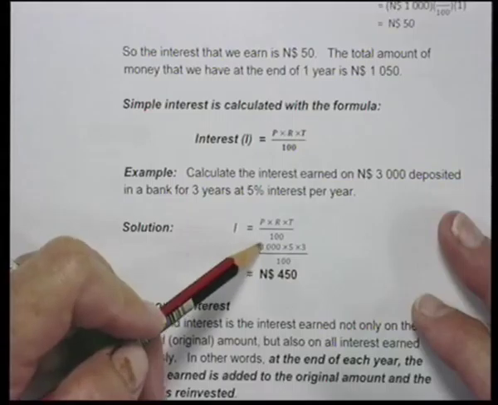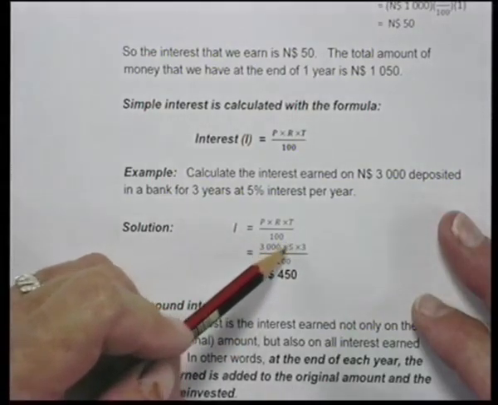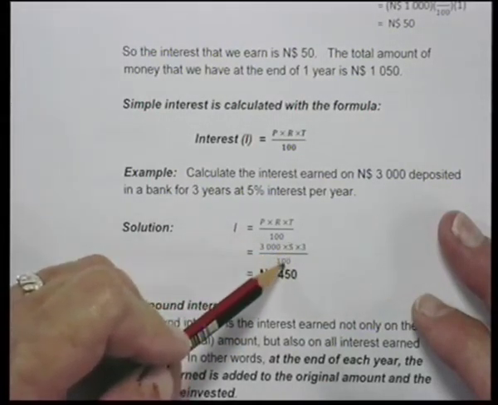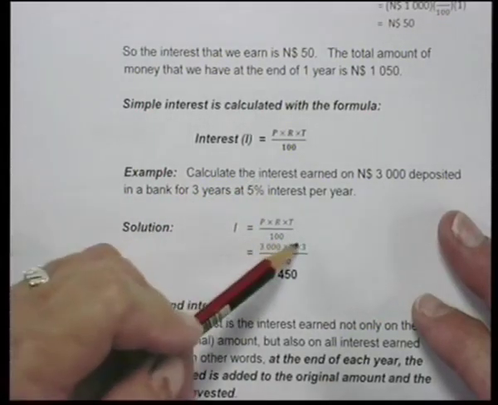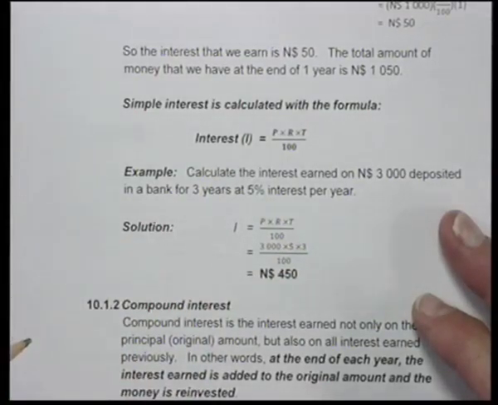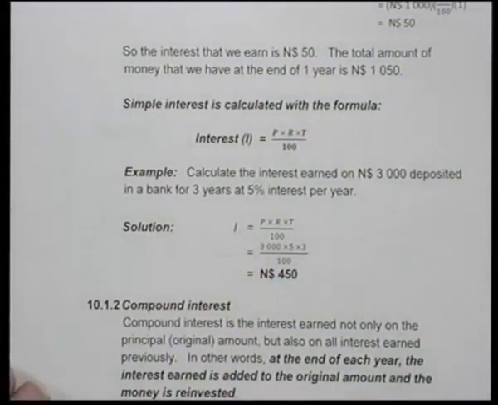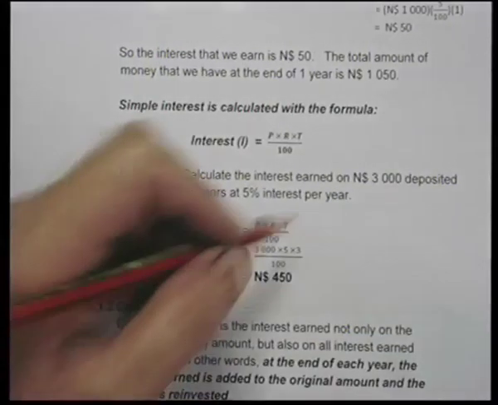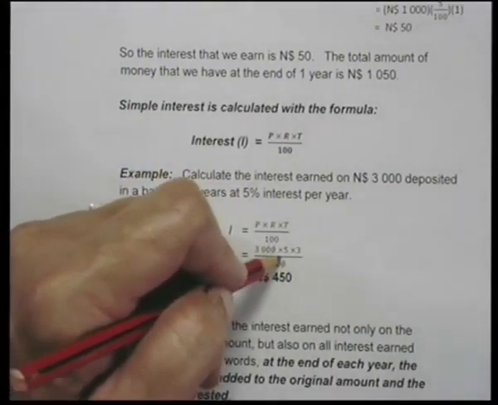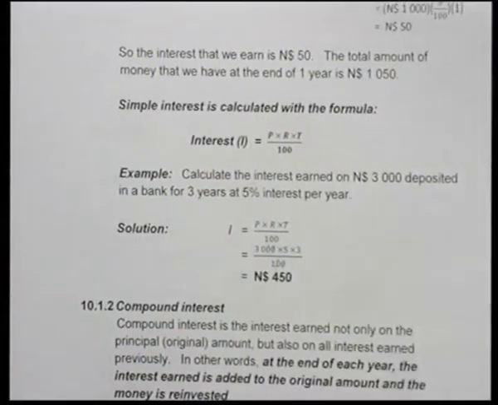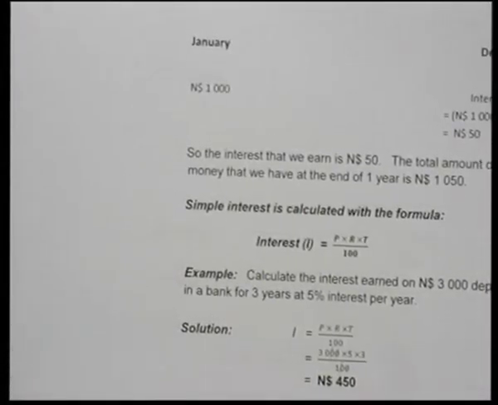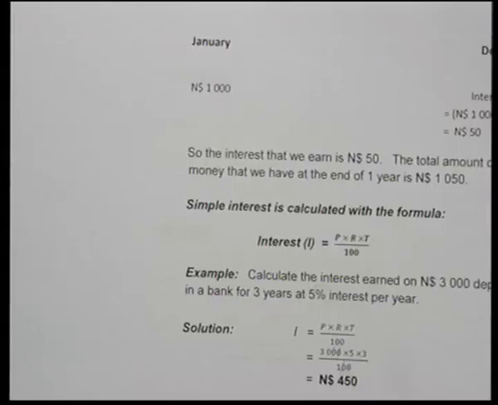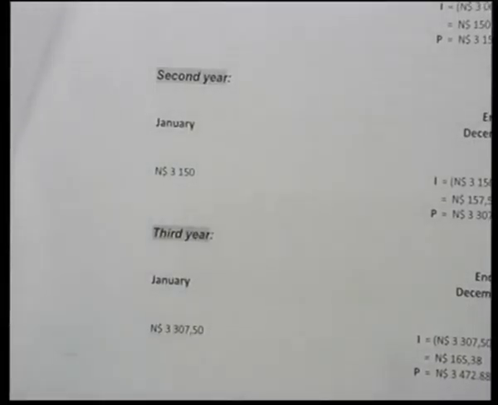So 3,000 times 5/100. Remember the 100 because it's 5%. There's our percentage sign, the 100. And for 3 years. So 3,000 times 5 times 3 divided by 100. We can cancel the two zeros at the top and at the bottom, and then 30 times 5 times 3. 450 is the interest that you will get if you invest your money.